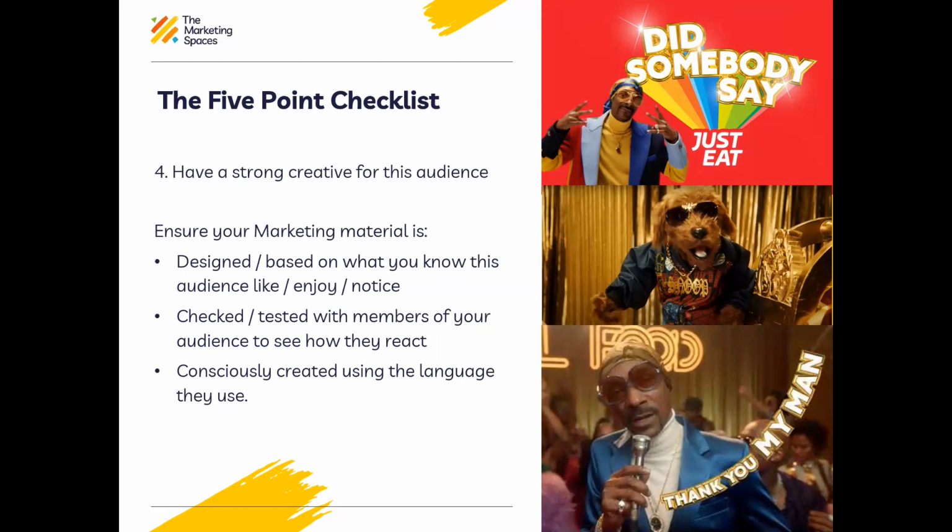When you're looking at your strong creative for your audience, you've got to ensure your marketing material is designed and based on what you know this audience like, enjoy, and notice. You've got to have checked and tested it with members of your audience to see how they react. And you also, again, have to consciously create it using the language they use. The language is so important. If we get the wrong language, you can alienate people. So have a strong creative for your particular audience. And of course, if you've done your strategic marketing plan, and we do offer a course on this, where you've done some great segment profiles, where you've really thought about this segment, you will know this. You will know what your audience likes, enjoys, and notices.